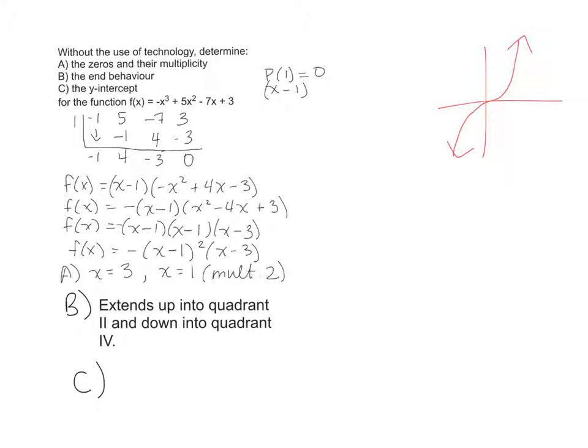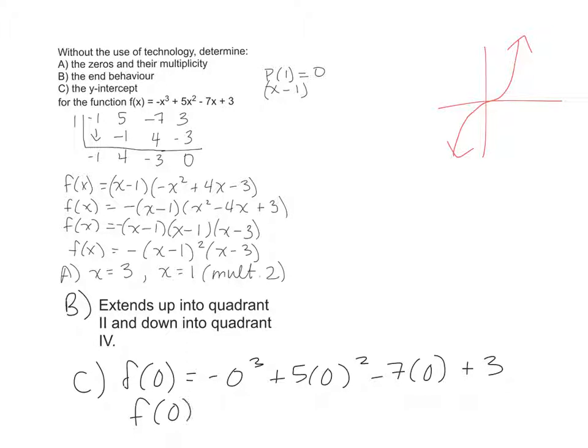So we're finding f of 0. And if we find f of 0, it'll give us the y-intercept. So that's negative 0 cubed plus 5 times 0 squared minus 7 times 0 plus 3, which actually for a polynomial function, it's just equal to the constant term. Because all of these other ones, 0, 0, 0, when you multiply, you're left with just that constant term at the end. So the y-intercept is equal to 3.